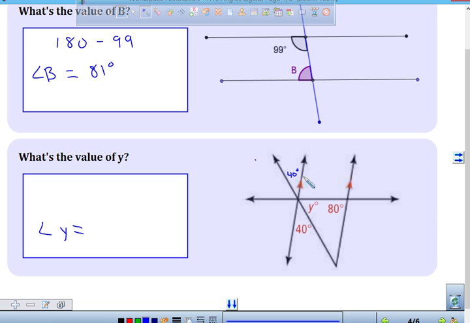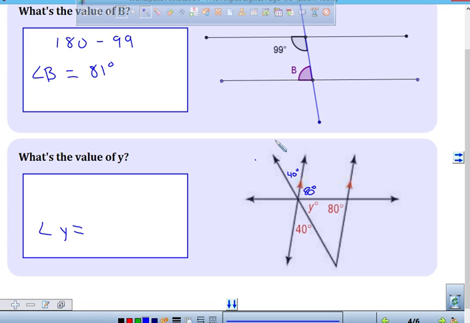So, how do you know? Because you have to know these two then, right? How do you know this angle? What kind of angle is this? Alternate interior. Right here and right here is alternate interior. So then that means this is 80.